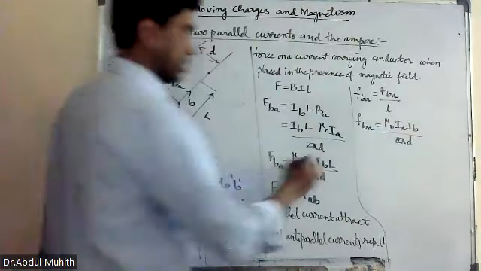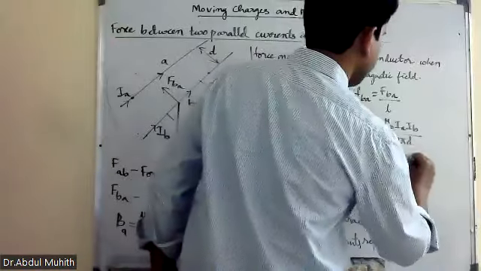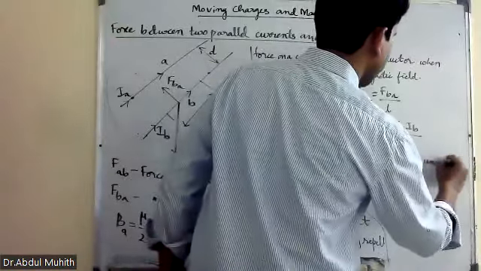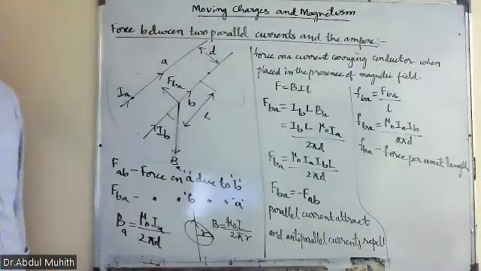This is the formula for force per unit length. This F_BA is nothing but force per unit length, for 1 meter, and that is given by this formula, small f_AB.